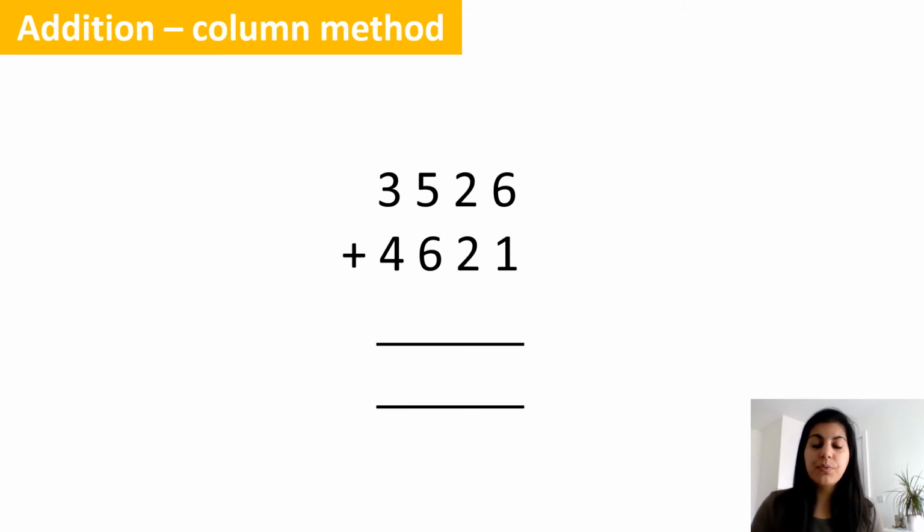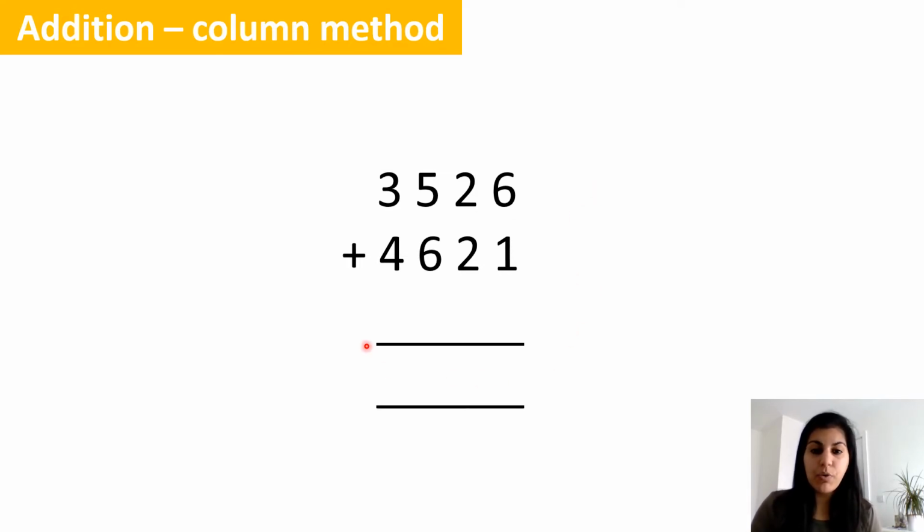So one thing that's really important to remember in column addition is you need to make sure that your digits are in the correct column. So you can see here's my thousands column, my digits are lined up, my hundreds column, my tens column, and my ones column. So presentation is really important when you're doing column addition.